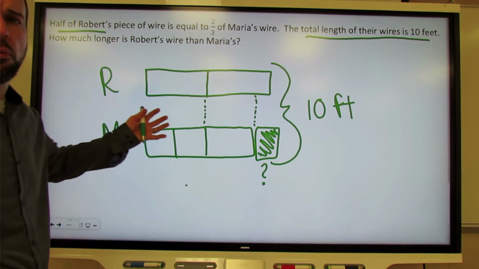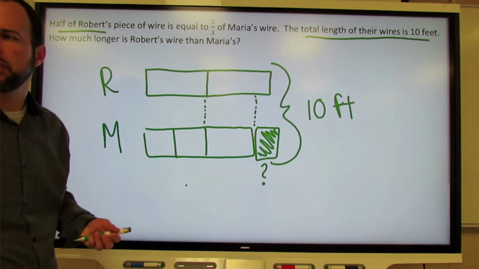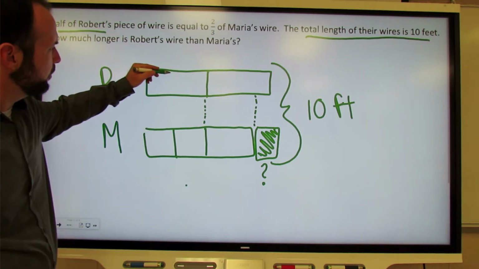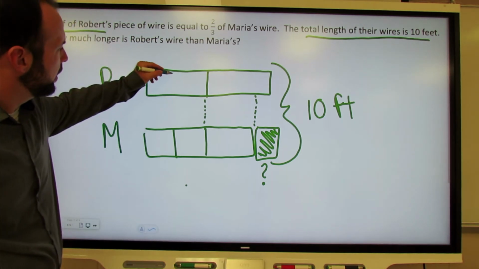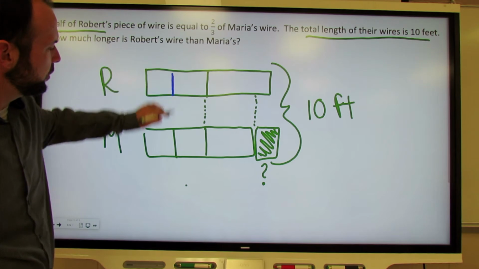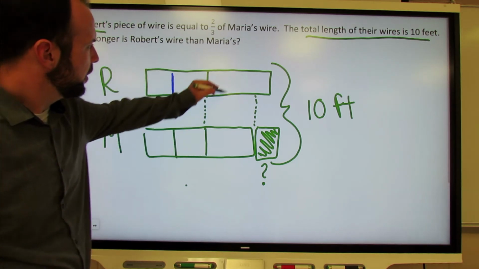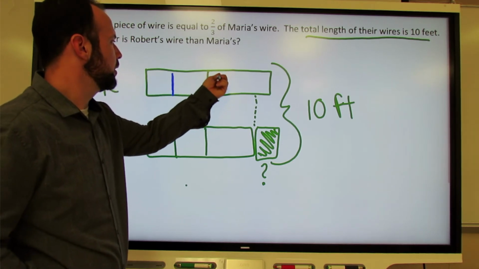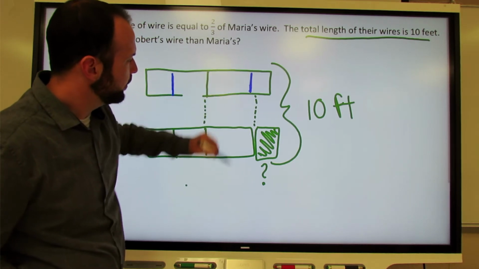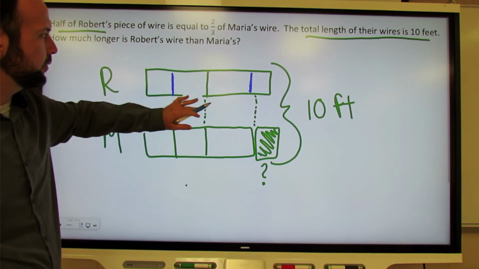All right, so my pieces aren't exactly lined up here, but we can kind of get the idea of what's going on. Actually, I'm going to change my color up here, and I'm going to put some lines in here to match up my thirds. This guy would be right about here. So 2/3 is equal to a half, right, and a half.